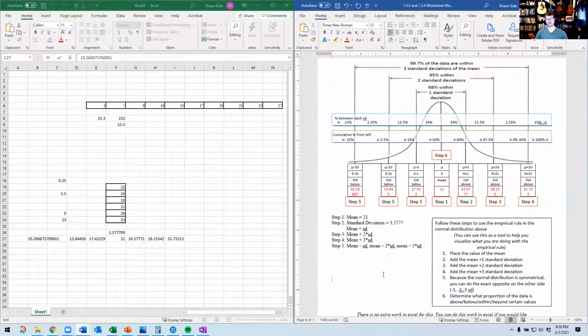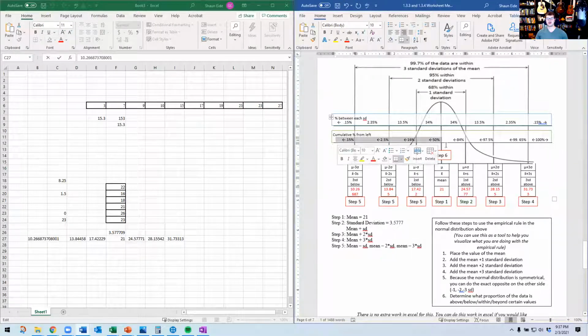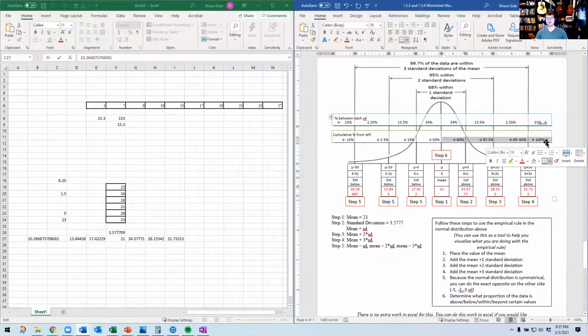And so if I were to ask you what percent of the data falls below 21, well, that's easy. That's 50%. Okay. Falls below the value of 21. That's 50% of the data falls below the mean. Conversely, what percentage of the data falls above the mean, or above 21? That is also 50%, because if you have 50% on this side, you have the complement, which is 50% on the other side.